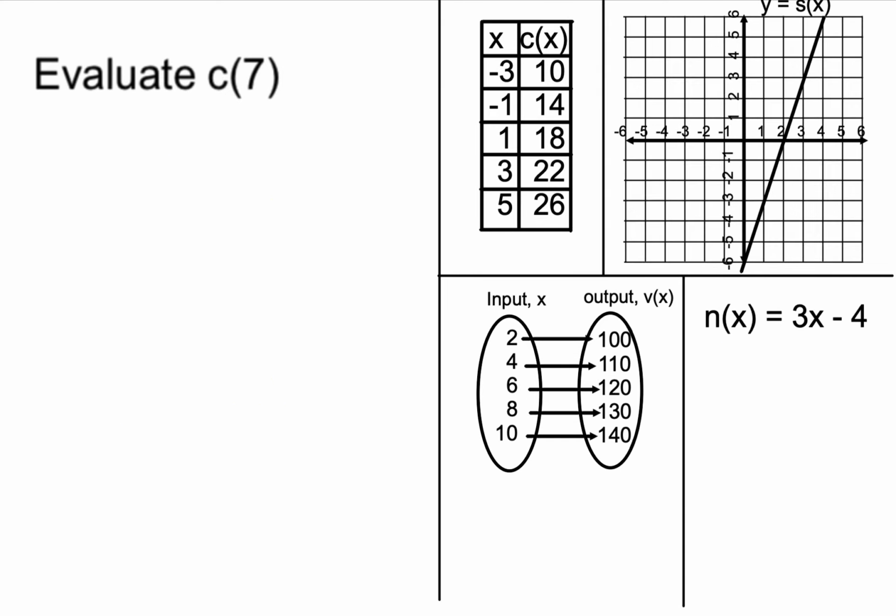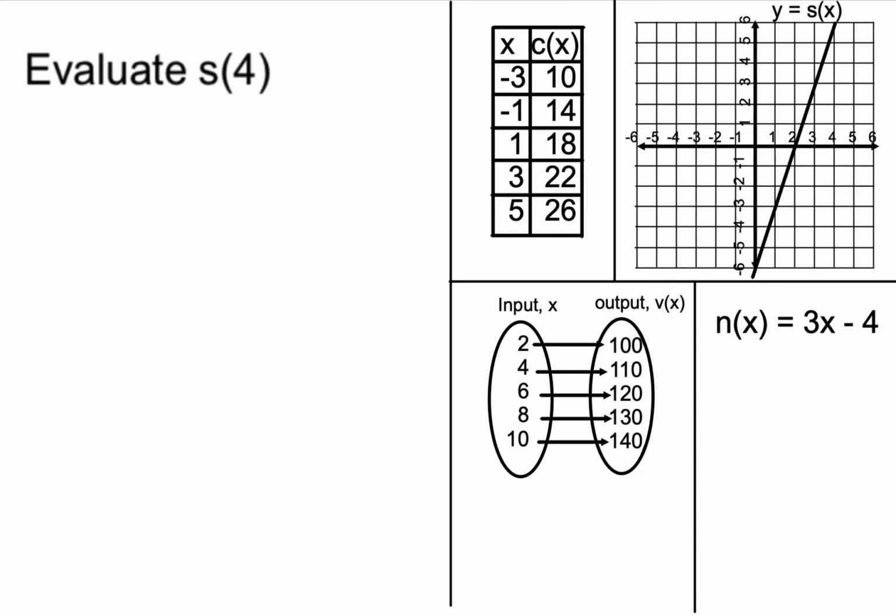C of 7. All right, if we look at C of x, look down the input list, there is no 7 as an input. But if we follow the pattern down, 1, 3, 5, 7 would be the very next number. Now let's try to find the pattern in the outputs. We go from 14 to 18 to 22 to 26. That is adding 4 every time. We can take 26 and add 4 and get 30, making C of 7 equal to 30.